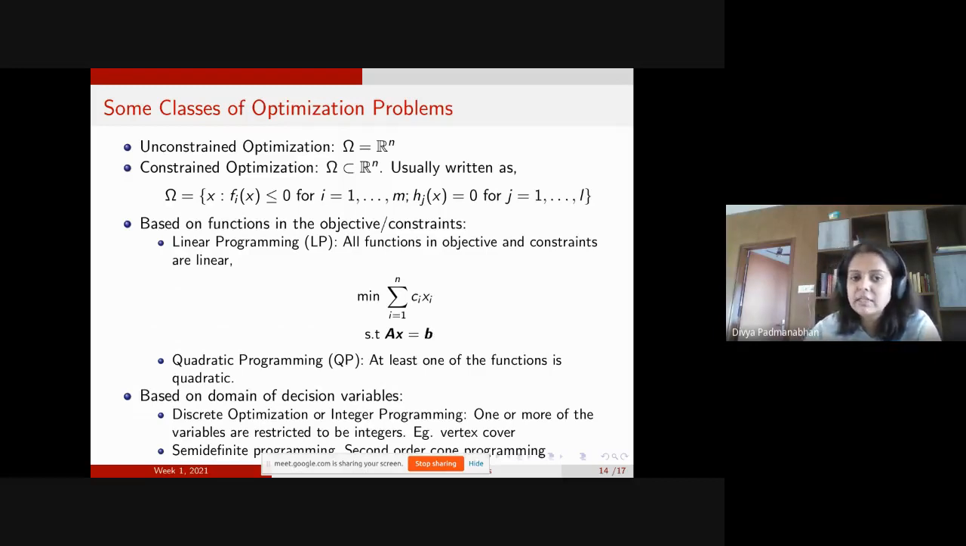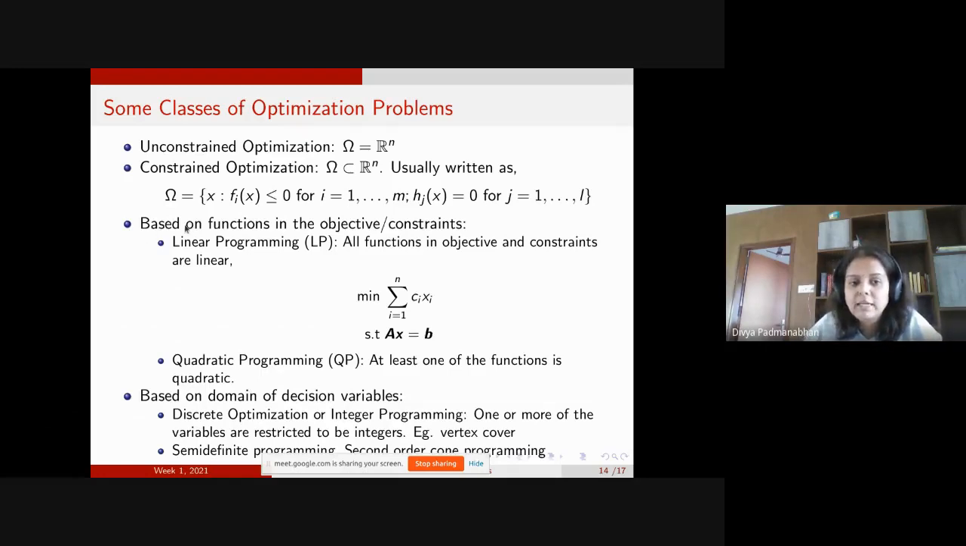Now, in the case of constrained optimization, you're going to have omega as a strict subset of R^n. So this was the case that we saw, right? And we had some inequalities and some equality constraints. Okay. So these two usually have different techniques, and we will cover these in this class. So unconstrained and constrained optimization problems. Now, this is one classification.